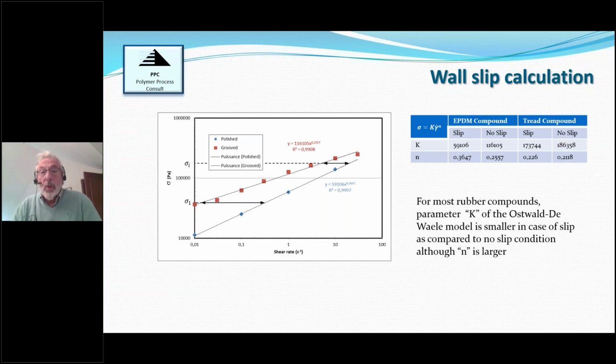There are two things here which are important. First of all, we see that the consistency parameter is going down for both compounds, tread and EPDM, much more for EPDM, of course. But also, and this is important, the pseudoplasticity index is increasing in slip conditions compared to no slip conditions on both compounds. So now, by just measuring the difference in shear rates at constant shear stress, we can then plot or calculate the slip velocity.